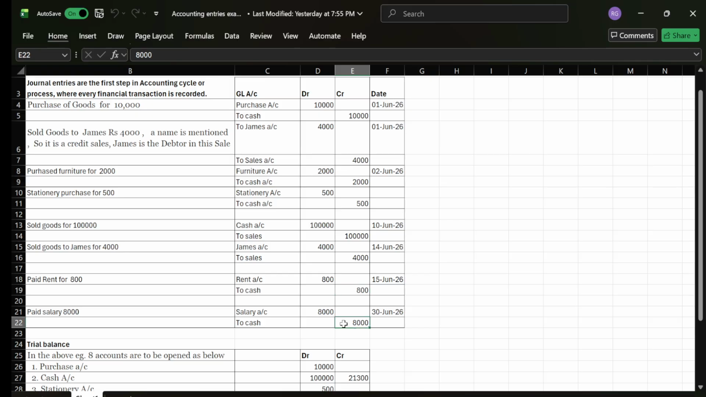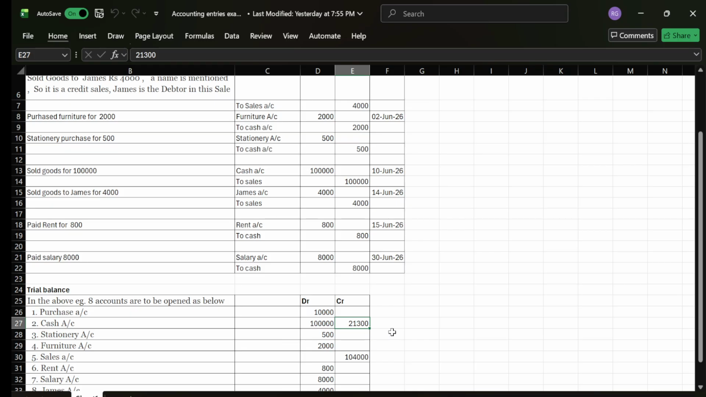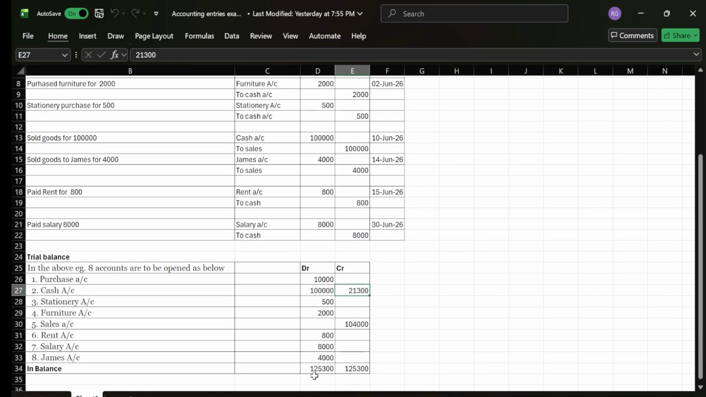So if I sum up all the credits of the cash, I get 21,300. So this is the summary, and I booked both the debit and the credit for the cash account. Similarly, for stationery, I'm just pulling the 500 on the debit side, there's no credit side, so it's blank. And similarly, for all other accounts, I am pulling those summary figures, and when I sum it up, I get the sum as 125,300 for debit and 125,300 for credit. So it means that this is a correct scenario.